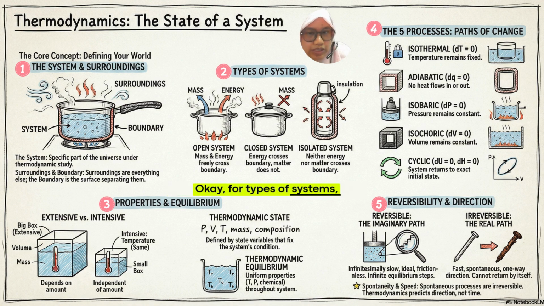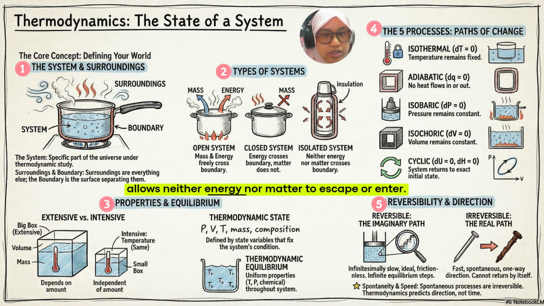Okay, for types of system, how that boundary behaves determines the type of system. In an open system, like an open beaker of boiling monomer, both mass and energy cross the boundary freely. If we put a lid on it, it becomes a closed system. Energy can still cross as heat or work, but mass stays trapped inside. Finally, an isolated system, like a perfectly insulated thermos, allows neither energy nor matter to escape or enter.